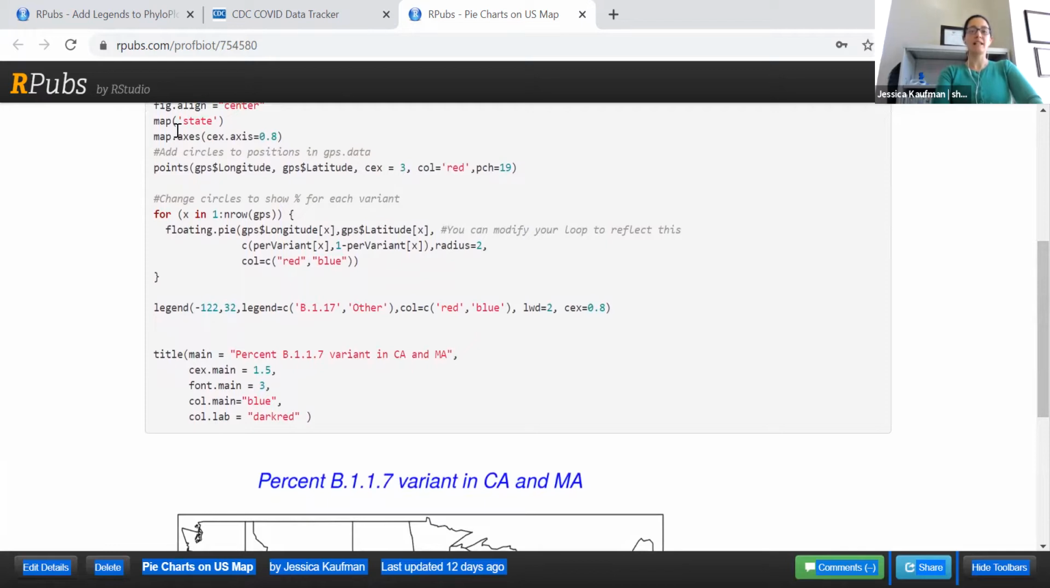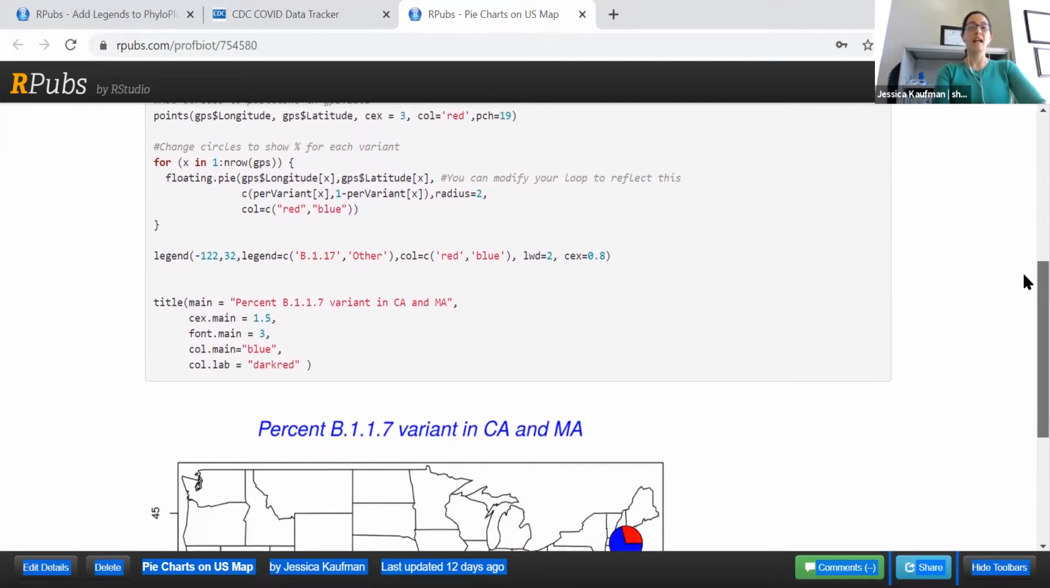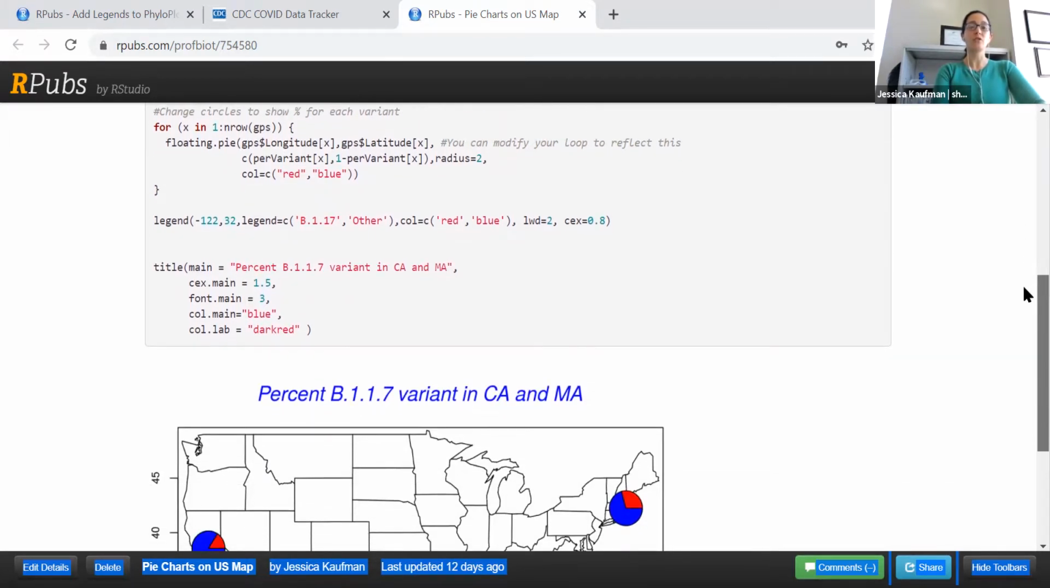We're going to plot the state map with locations from the database. So there's a database that has like what pixels are going to be black on a map of the United States. You're going to plot the axes so you can see the latitude and longitude locations. Then you're going to graph points at each GPS longitude and latitude that corresponds to your states, and then change those circles, those points, to be pie charts.